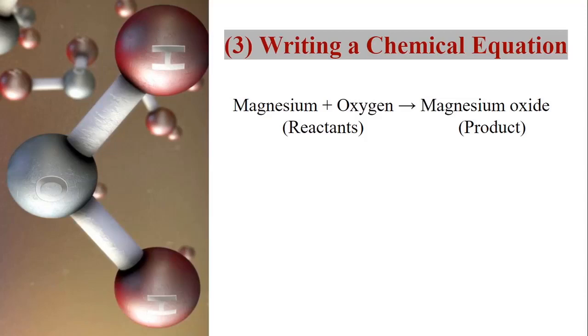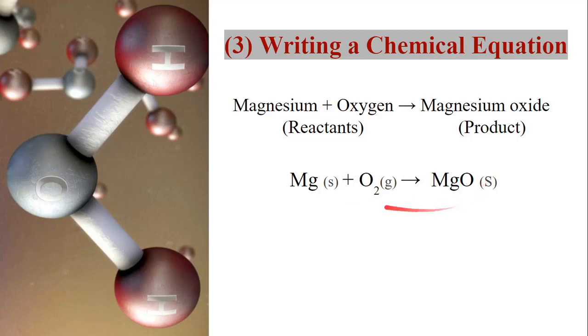Now we will understand how we can write a chemical equation in symbolic form, or you can say using chemical formulas. We have this word equation: magnesium plus oxygen gives magnesium oxide. In this reaction the reactants are magnesium and oxygen and the product is magnesium oxide. As we have considered, the symbol of magnesium is Mg, plus oxygen O2, gives magnesium oxide, that is MgO.